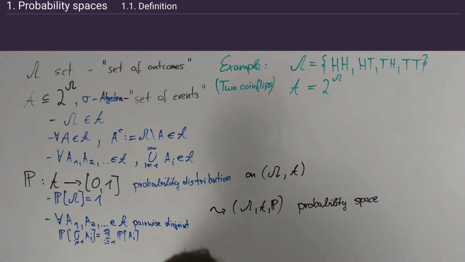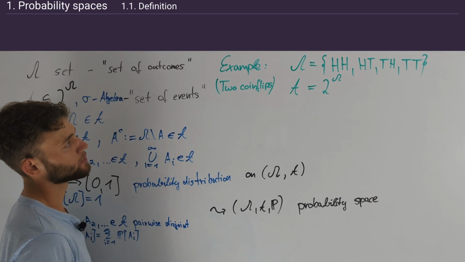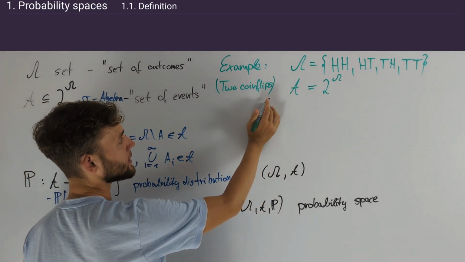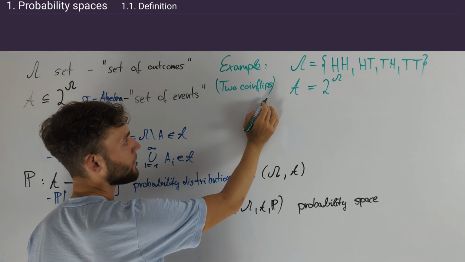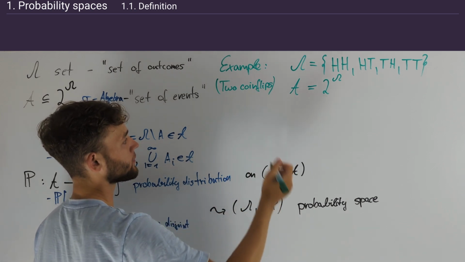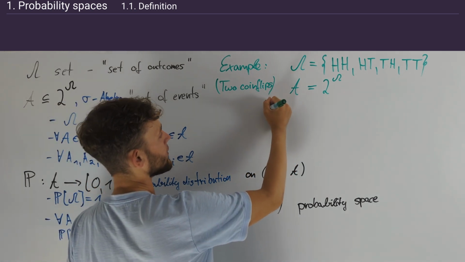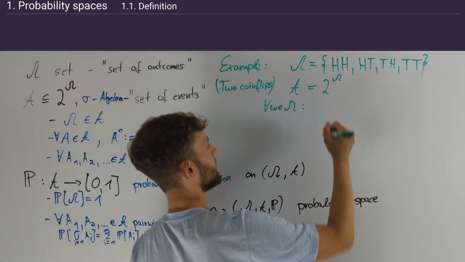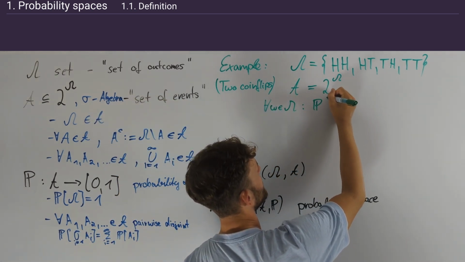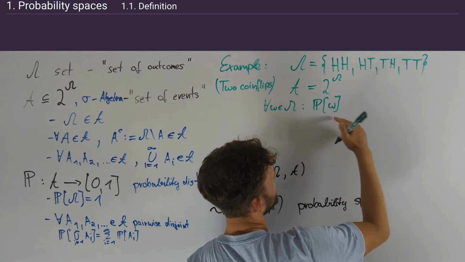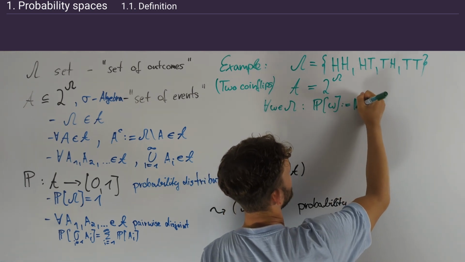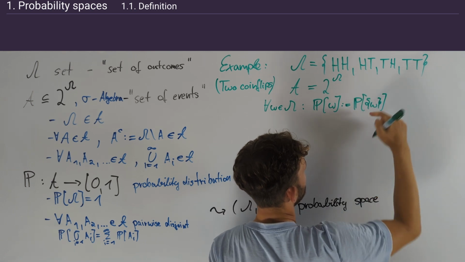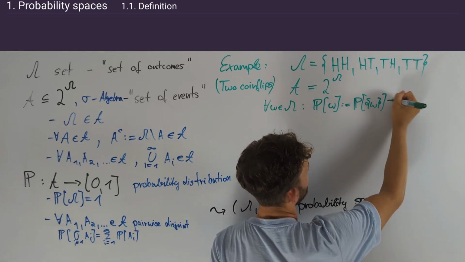There are many possible probability distributions on omega, A in this example. However, we make the assumption that our coins are both fair, and right now we want to formalize this in the way that for all outcomes omega in omega, the probability of omega, which is short notation for P of the set containing omega, is always equally likely, a quarter.